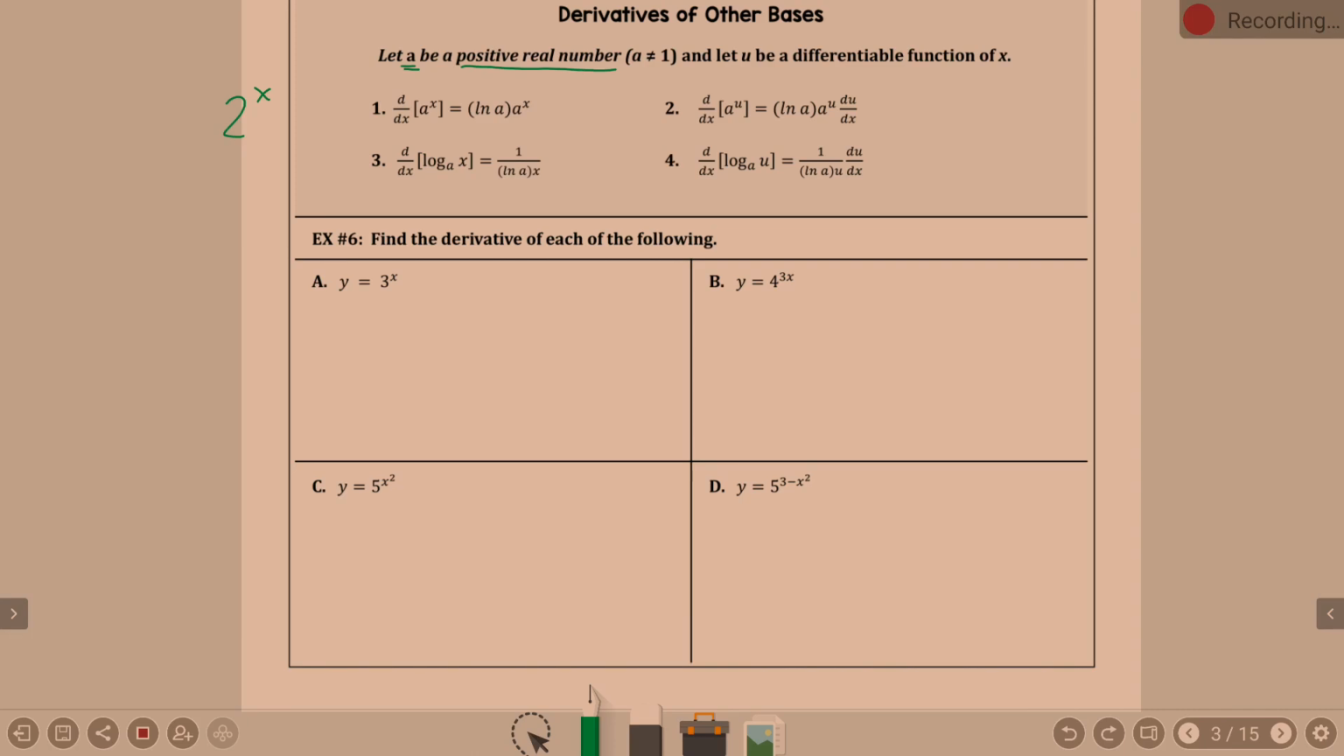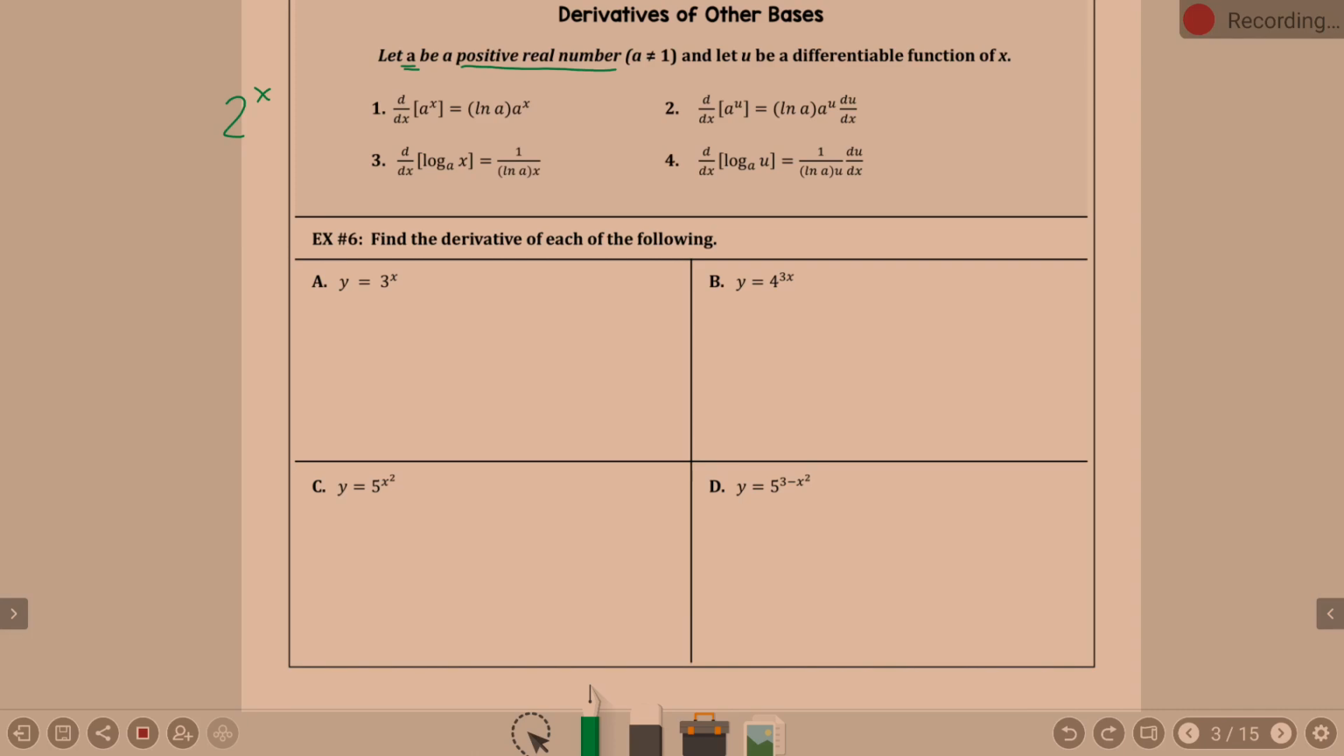Over here, they use it as a to the u, just because this is what happens when you can take the derivative of what's in the exponent. So it's still going to be natural log of a times a to the u, but then it's times, this is the chain rule version, just times the derivative of whatever's in that exponent.